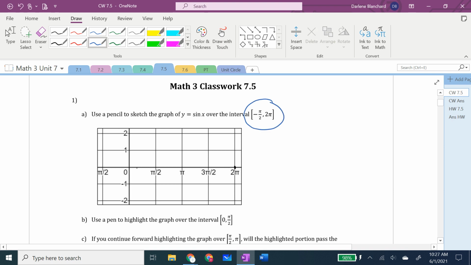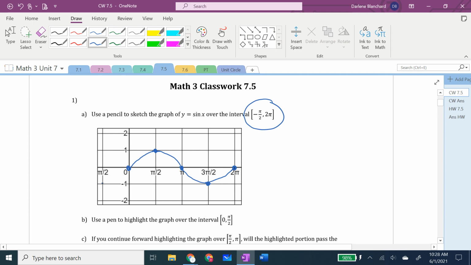I'm going to start with the cycle we're used to, where sine begins at 0, then goes to its peak of 1 at pi over 2, back to the midline at pi, down to its lowest point of negative 1 at 3 pi over 2, and then finally back to 2 pi. So that is the normal cycle of the graph that you want to be familiar with.